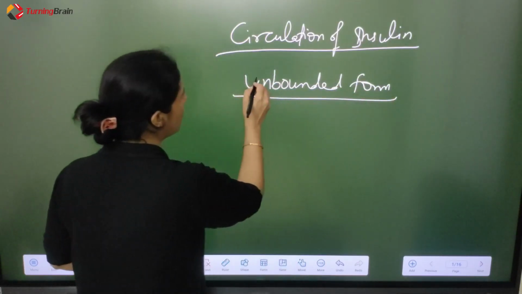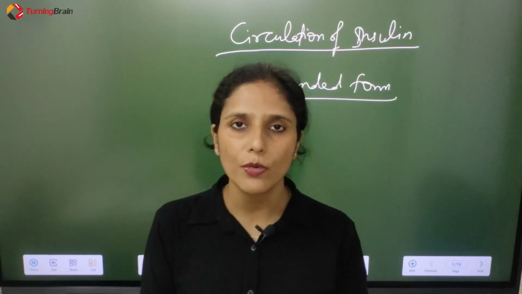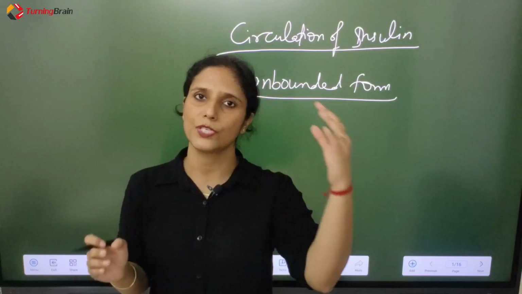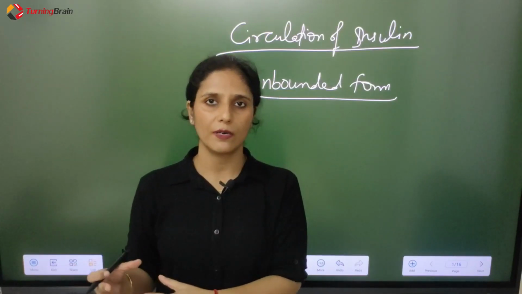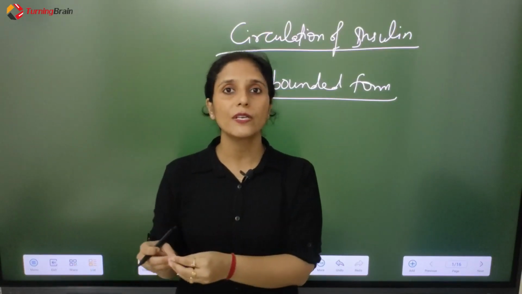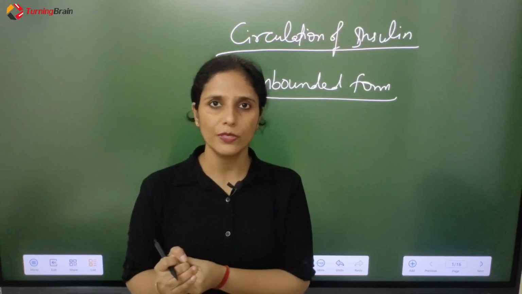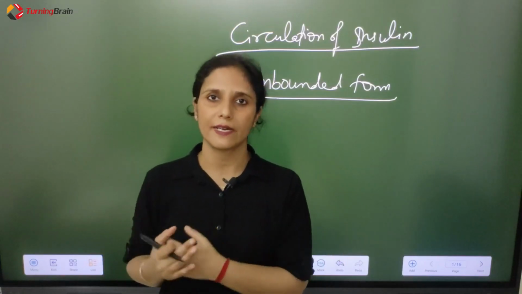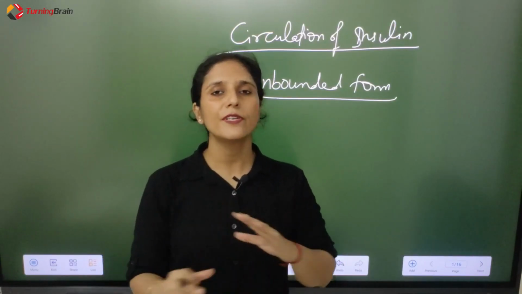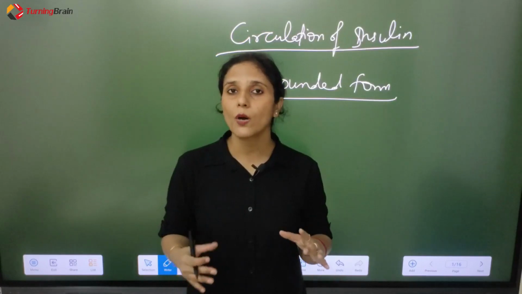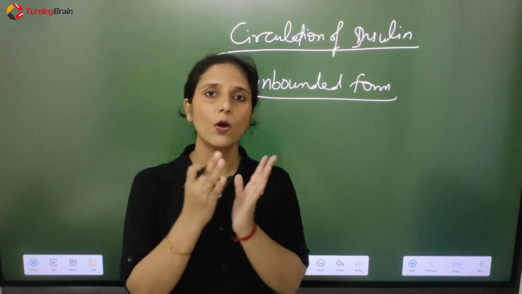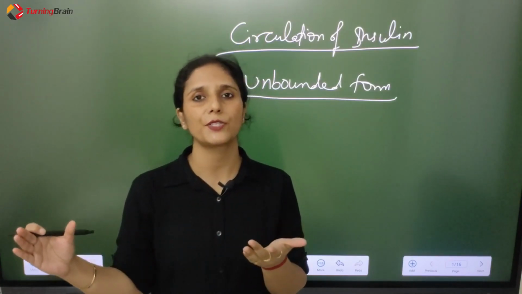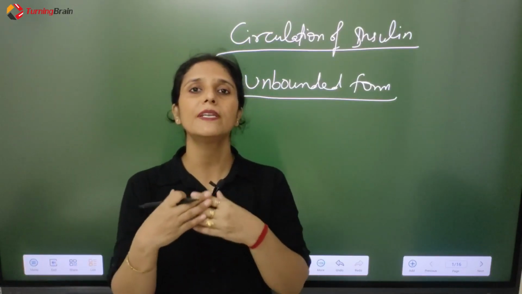Actually, there are two forms of hormone. One is the bound form: it is attached to a protein and then moves in the circulation, and where the action of that particular hormone is needed, the hormone is released from the protein and starts acting. The unbound form is not bound with protein. How is protein binding helpful? Whenever a hormone is bound with protein, it may act for a longer time, so it becomes a little longer acting.